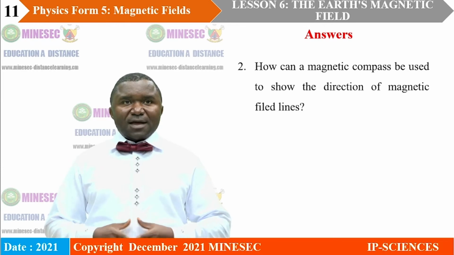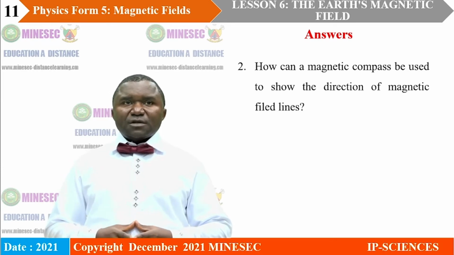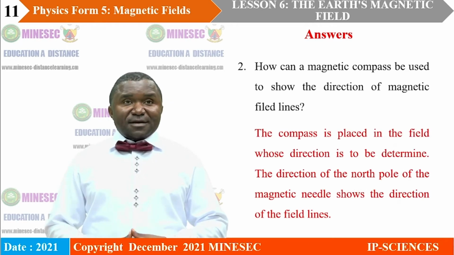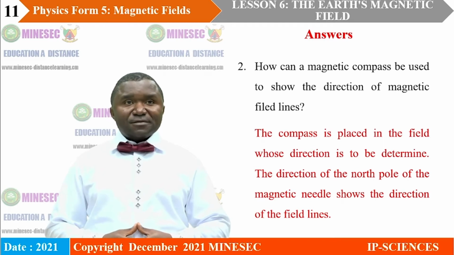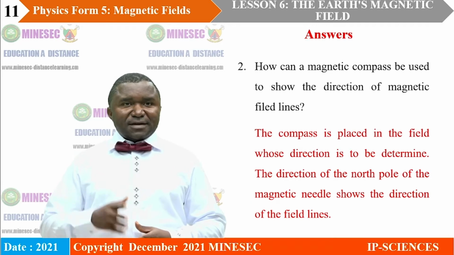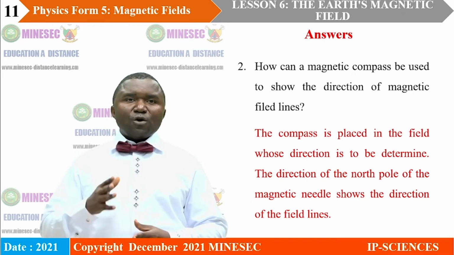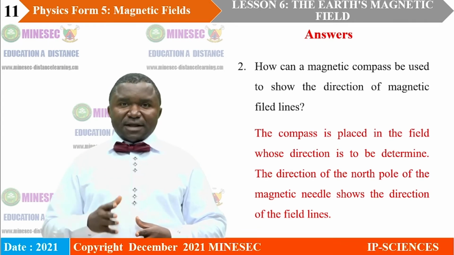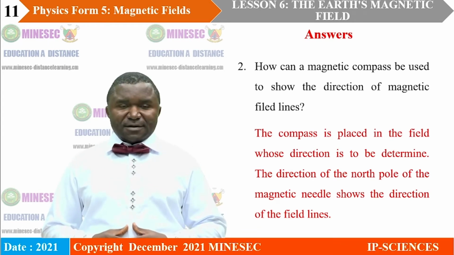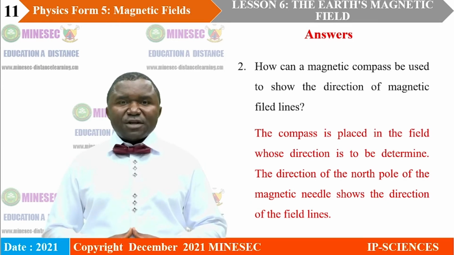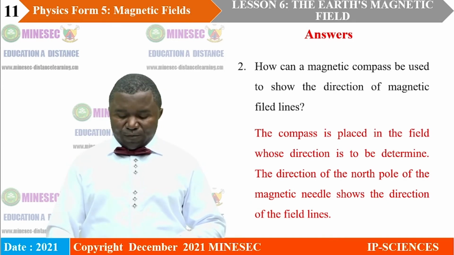2. How can a compass be used to show the direction of magnetic field lines? The compass is placed in the field whose direction is to be determined. The direction in which the north pole of the magnetic needle will point indicates the direction of the field lines, because we learned that a magnetic compass always shows the direction in which the field lines move.